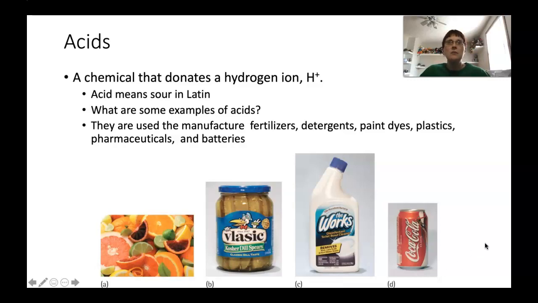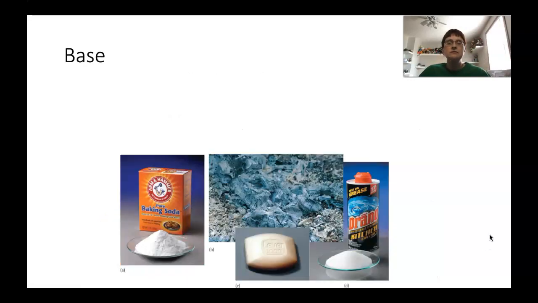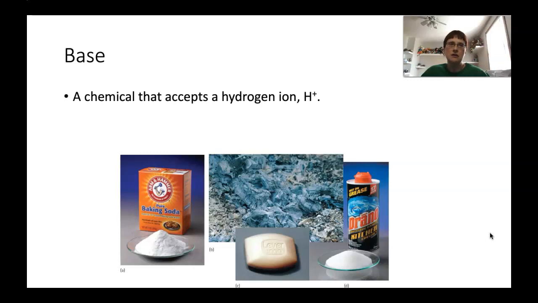So acids are any chemical that's going to donate a hydrogen ion for the reaction. The opposite are going to be bases. Bases are anything that accepts a hydrogen ion. These are things that are going to accept that hydrogen ion, and we'll see how that works as far as the reaction goes.